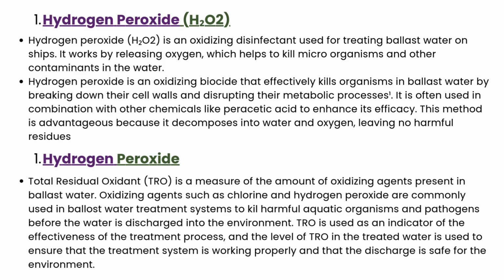Hydrogen peroxide is an oxidizing biocide that effectively kills organisms in ballast water by breaking down the cell walls and disturbing the metabolic process. It is often used in combination with other chemicals such as peracetic acid to enhance its efficiency. This method is advantageous because it decomposes into water and oxygen, leaving no harmful residues. Now, what is harmful residue?